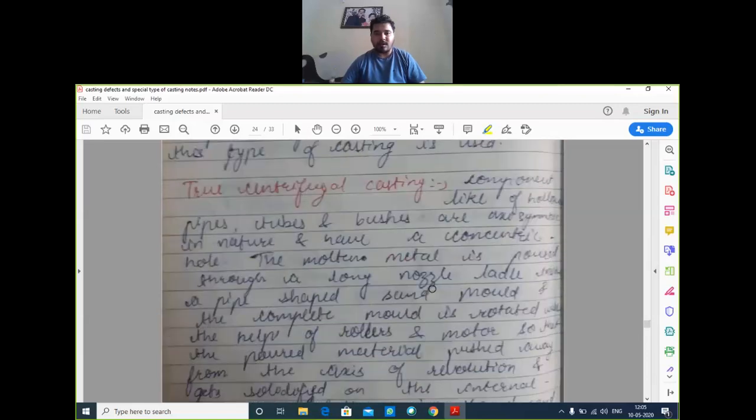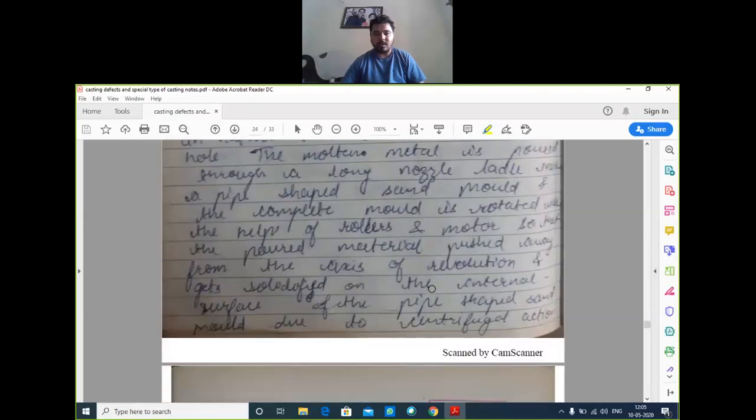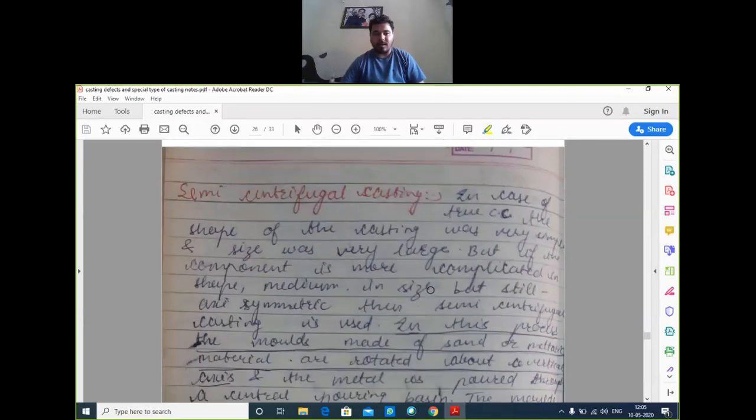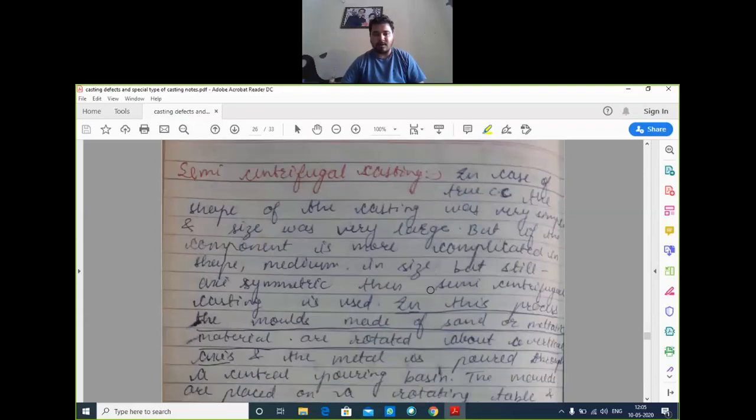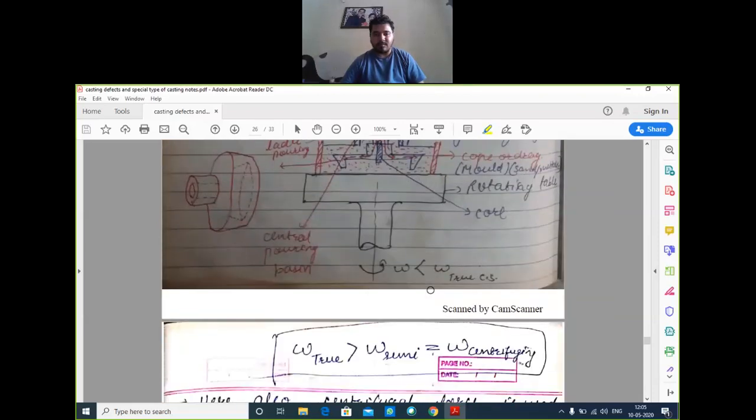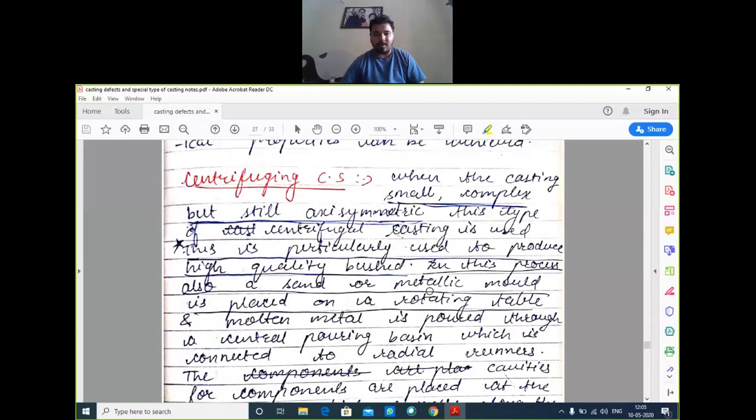In true centrifugal casting, there is a limitation of complex shape. We cannot cast complicated shapes, only axisymmetric products. But in semi-centrifugal casting, we can make products of small size but of complex shape. This is a schematic diagram of the semi-centrifugal casting. Now I am going to discuss centrifuging centrifugal casting.